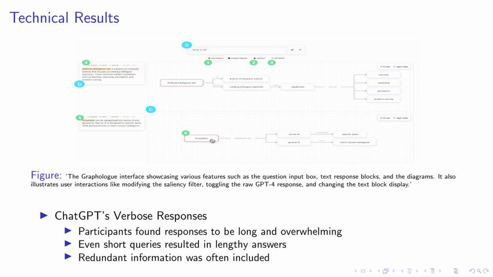Now, let's discuss some of the challenges we encountered with ChatGPT. Participants found the responses to be verbose and overwhelming. Even when the queries were short, the responses were lengthy and often included redundant information. This was a significant issue that we needed to address to improve the user experience.